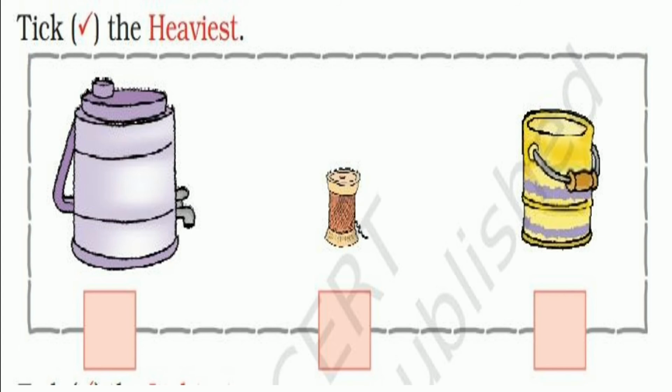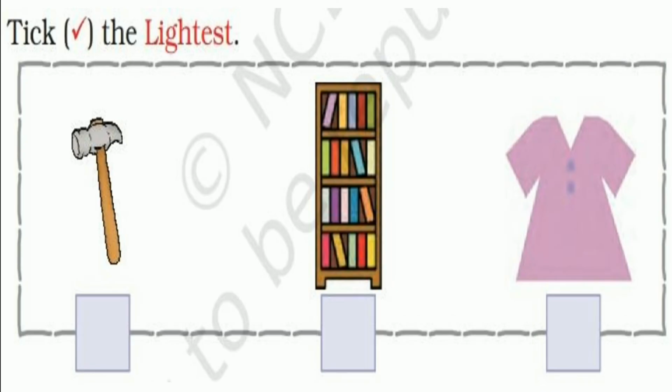Next, take the lightest. Children, here you can see a hammer, a book rack and a dress. Among these three, which is the lightest, children? Observe. Yes, the dress is the lightest among three. We shall take the dress.